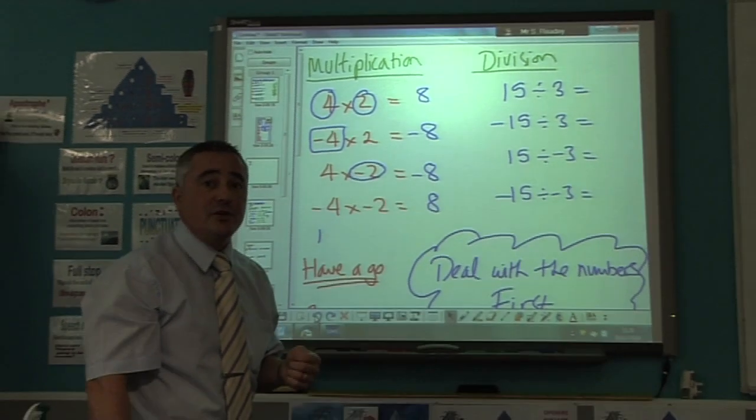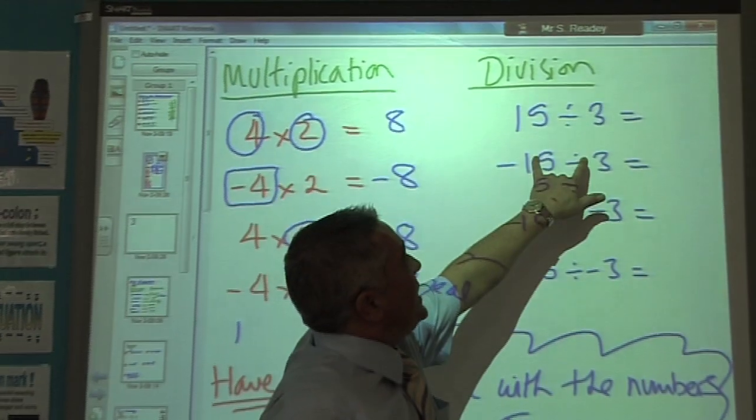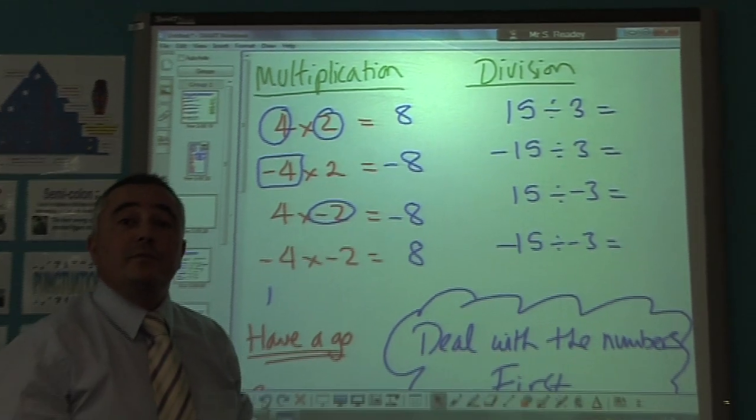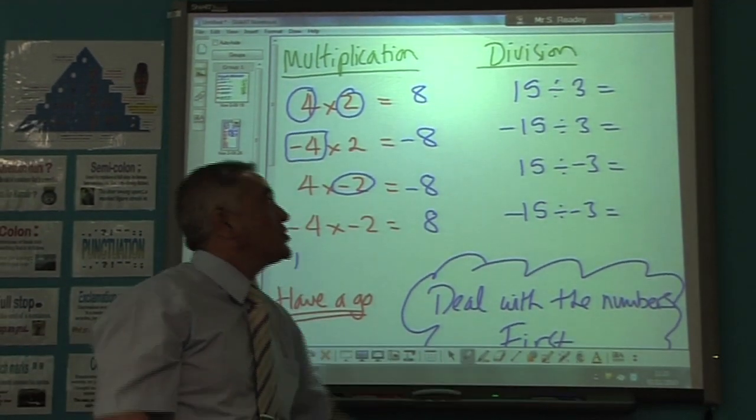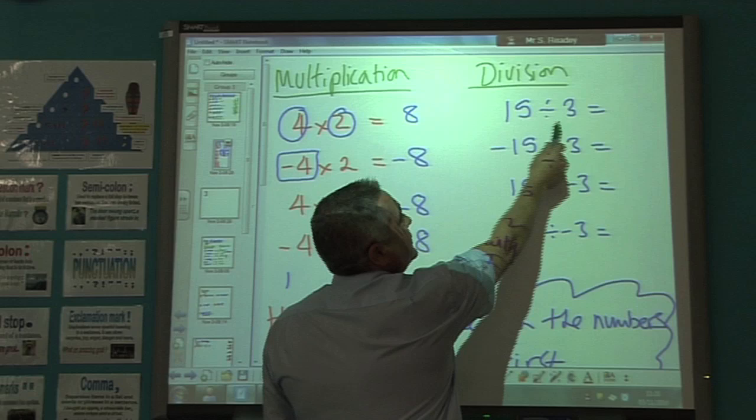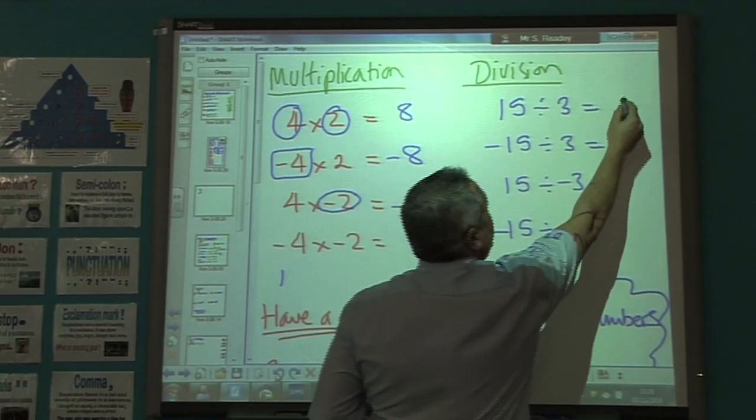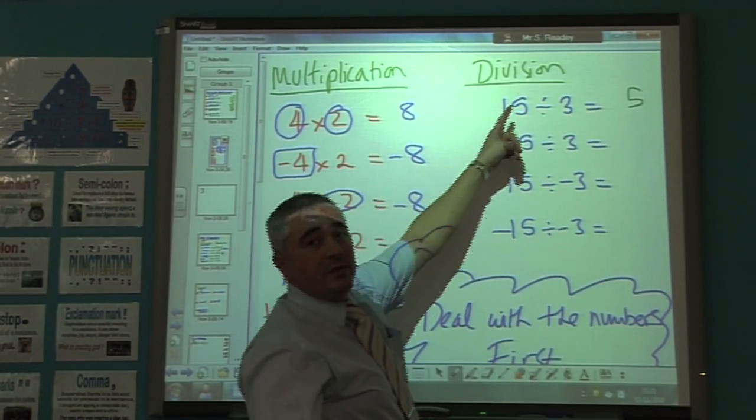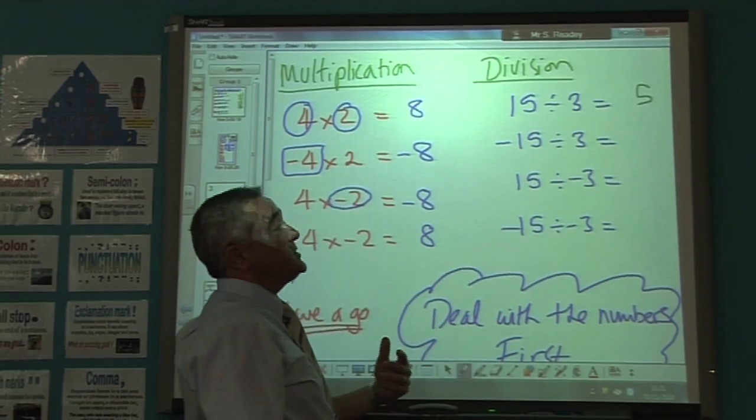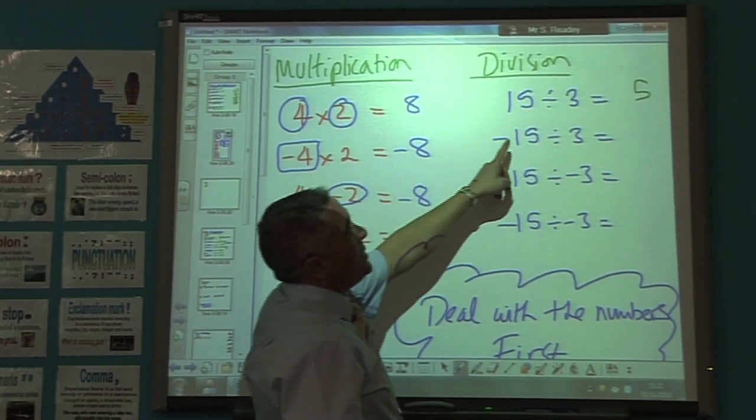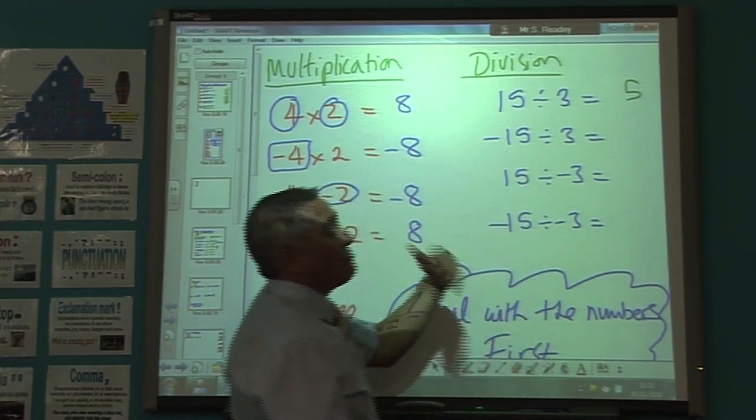Same applies to division. The signs are the same, the outcome will be positive. Signs are different, negative. Let's quickly work through these. 15 divided by 3, answer's 5. They're both positive. There's no signs there, it means it's a positive. So the answer's 5.